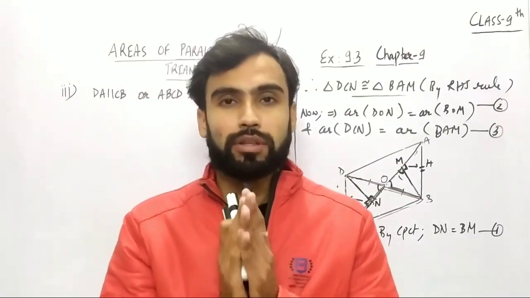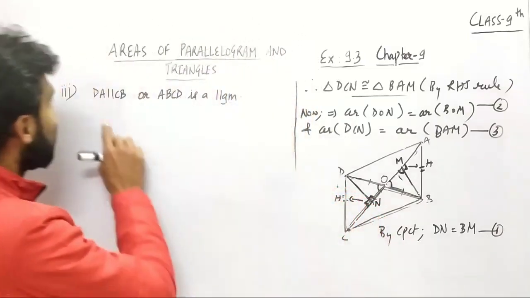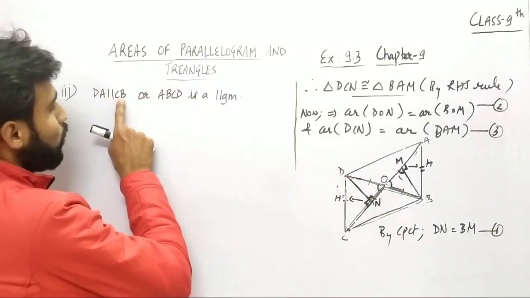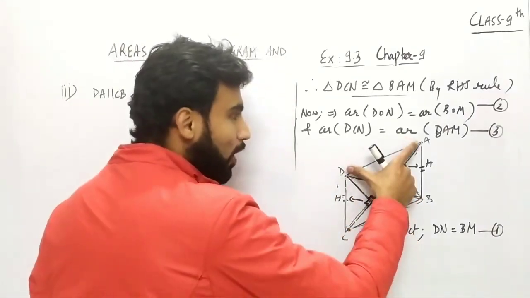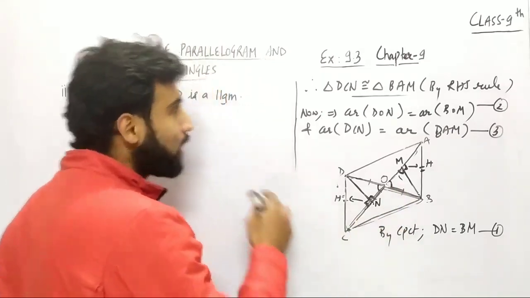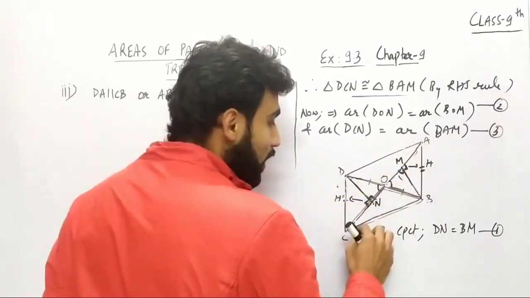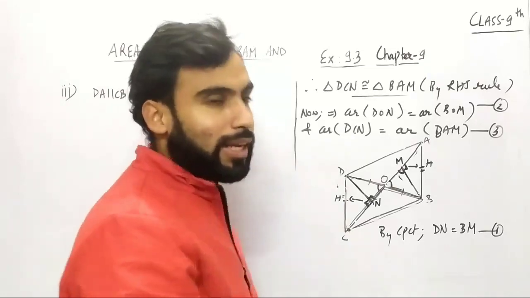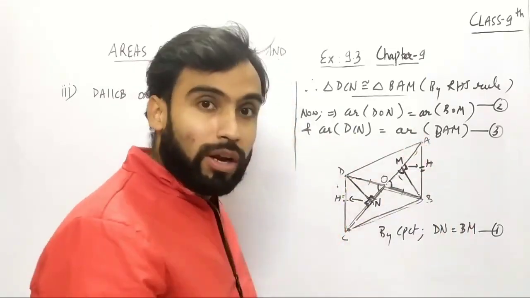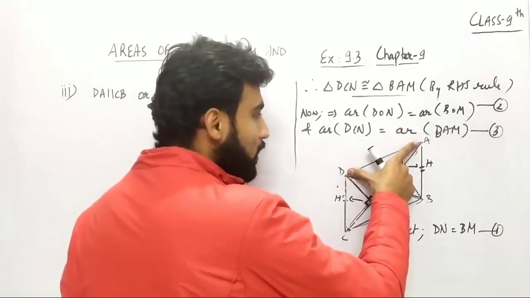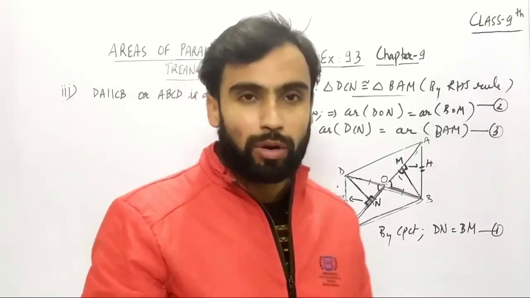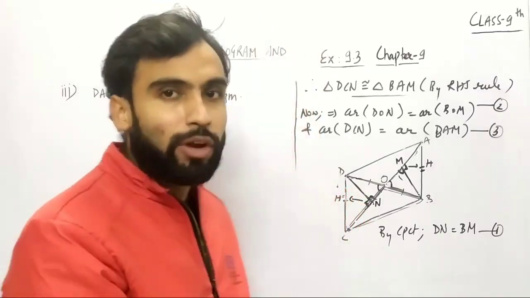Now इस part number 3rd में हमें क्या show करना है? You can see that DA, this line segment is parallel to CB, right? So हमें यहाँ prove करना है that this DA side is parallel to CB, or we can say that this ABCD is a parallelogram. क्योंकि हमें पता है यहाँ पे हमें given है that this DC side is equal to AB, और अगर हम यहाँ पे prove कर देंगे कि that this DA is parallel to BC, then we can say that ABCD is a parallelogram, obviously, right? Because this is the property of a parallelogram.